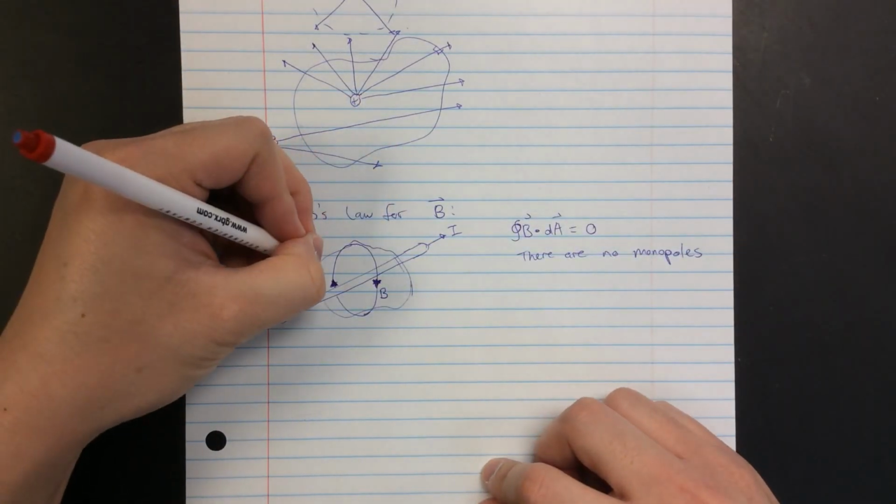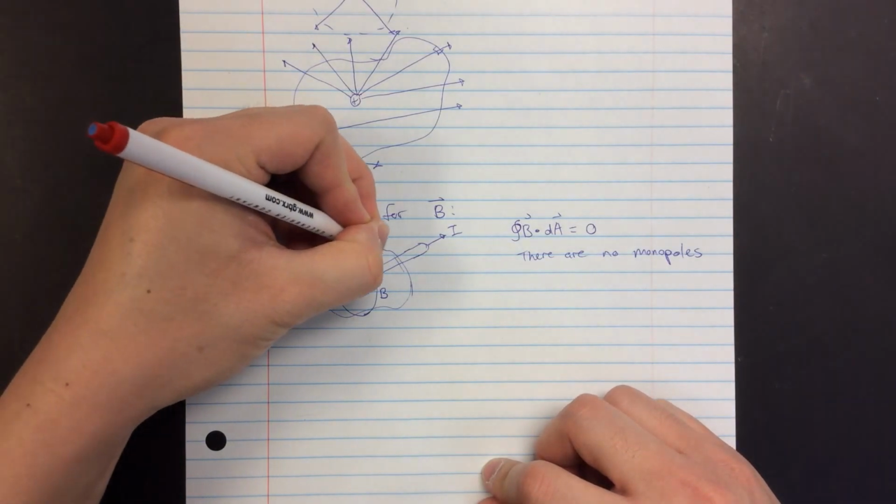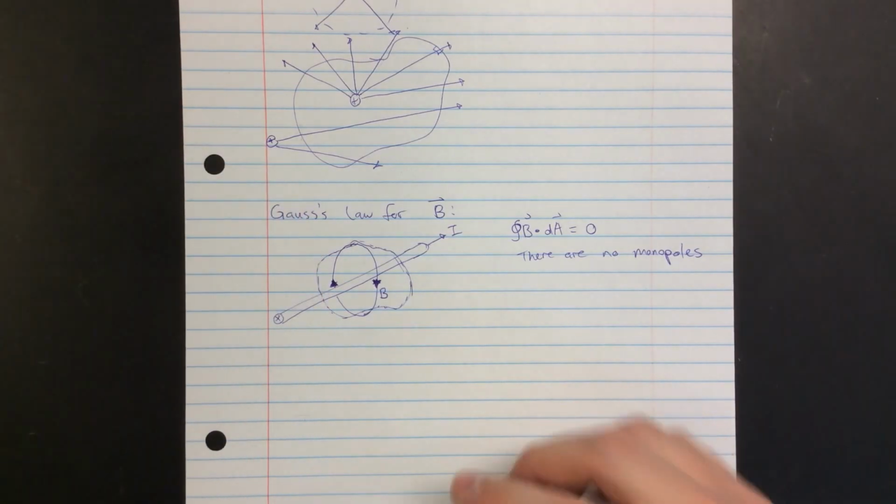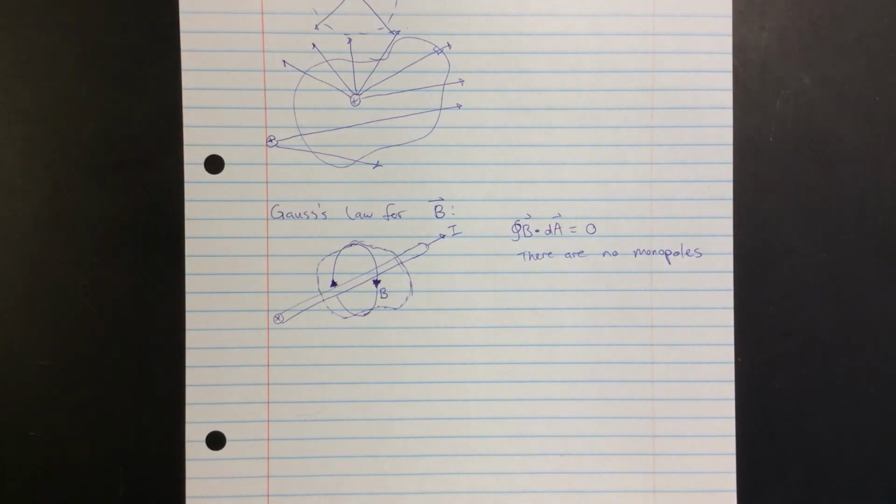If you have any kind of Gaussian surface you want, right? If you zoom in on the surface, if the field comes out at all somewhere, it's going to come back in somewhere else. Yeah, it has to. Okay.